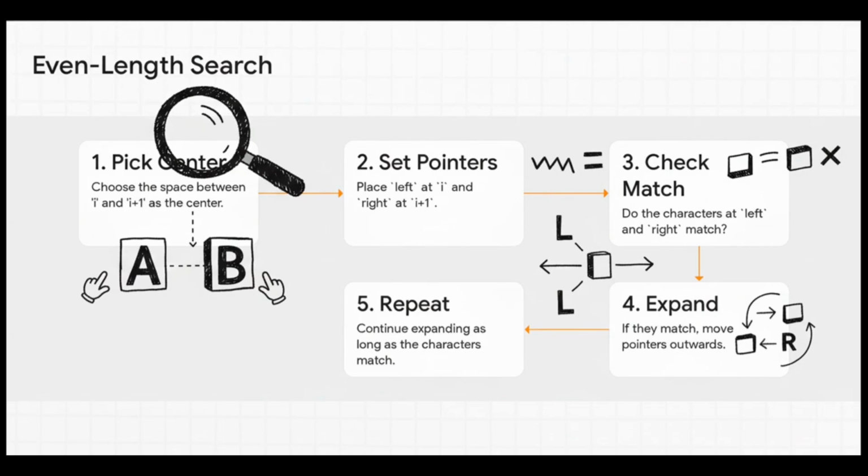We pick that potential center that's between 2 letters. We put our left pointer on the character to the left and our right pointer on the character to the right. If they match right off the bat, awesome, we've already found a palindrome of length 2. And from there, we just start expanding outwards, hoping to find an even longer one.